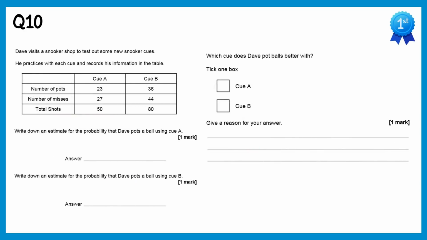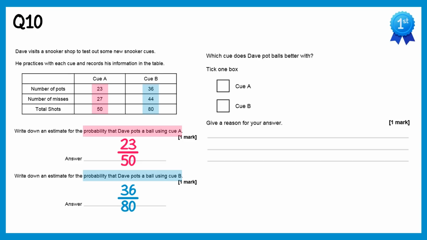For this question, we're trying to find the probability that Dave pots the ball with QA. So if we look in the table at QA, you can see he pots 23 of the balls and misses 27, which is a total of 50 shots. So the probability that he pots the ball is 23 over the total 50. We then have the same question but for QB. So if you look at QB in the table, he pots 36 of the balls, but he takes 80 shots in total.